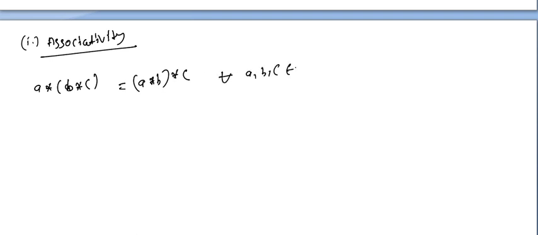Associativity, as we have seen in the same video: it satisfies A star B star C equal to A star B, that is, star C. It is the condition of associativity for all A, B, C belongs to G. This is a very important point. We have to write A, B, C belongs to G, not just write this. If we miss this, then in a subjective paper you will lose marks.